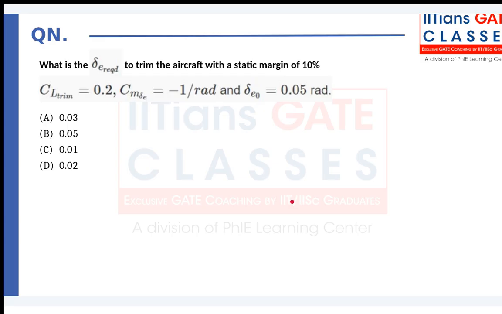What is the delta E required, that is the elevator deflection required to trim the aircraft with a static margin of 10%? CL trim is 0.2. Cm delta E is -1 per radians. Delta E naught is 0.05 radians. Just directly substitute these values into the equation and you'll get your answer.